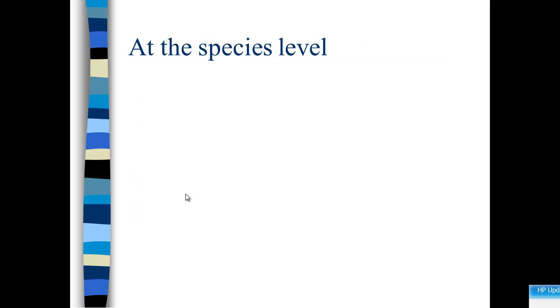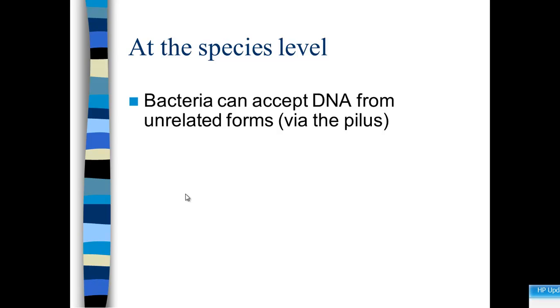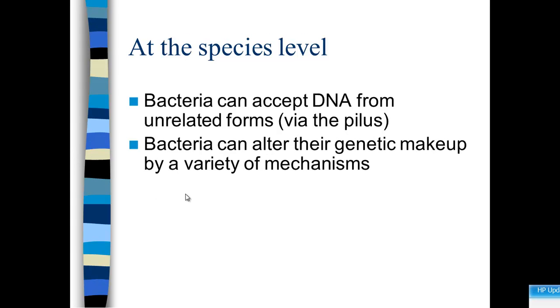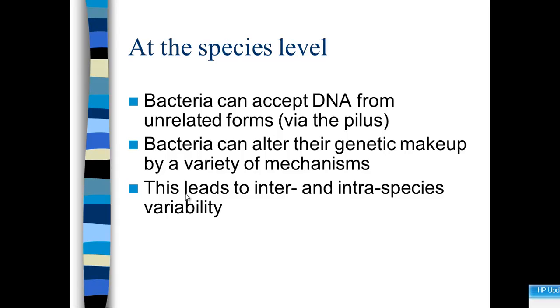Okay. So then at the species level, you can have different forms of bacteria, different strains. The bacteria can accept DNA from unrelated forms via the pilus. They can alter their genetic makeup by other mechanisms. DNA in the chromosome is very fluid. It can excise out, can recombine. And so you have variability within the species.